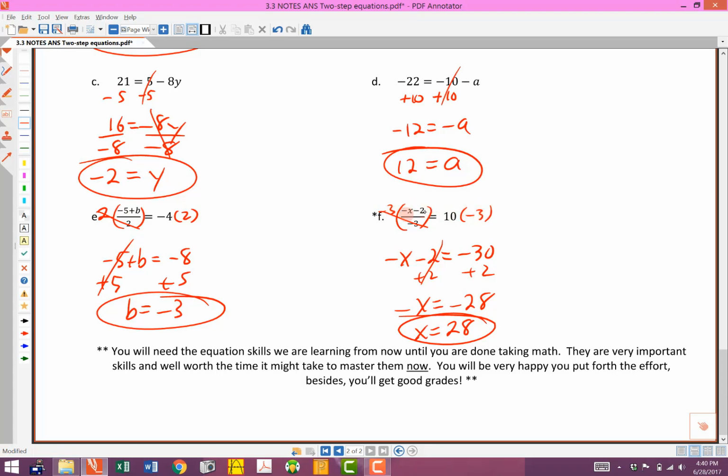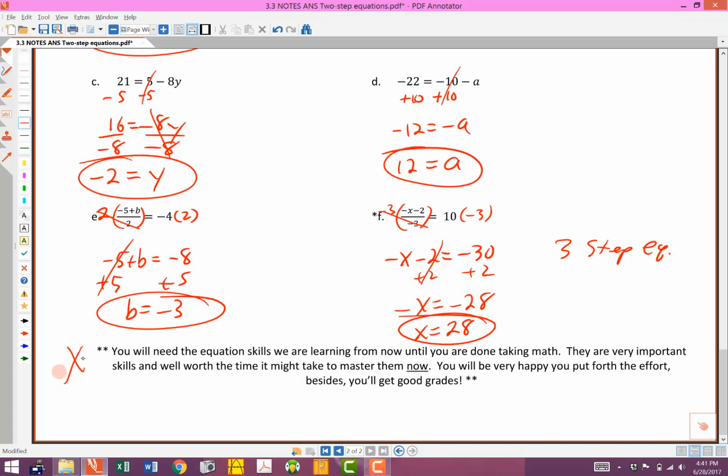First step was multiplying by negative 3. Next step was getting rid of that subtracting 2 by adding 2. And then we actually had a third step here. So this was actually a 3-step equation. All right. So we've actually done a 3-step equation at this point.